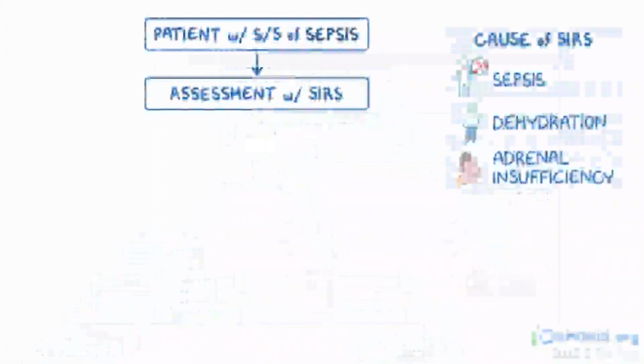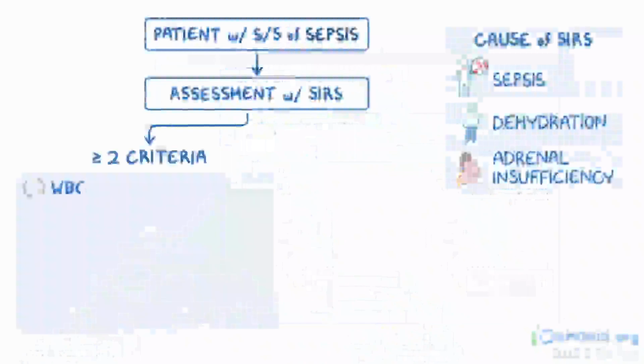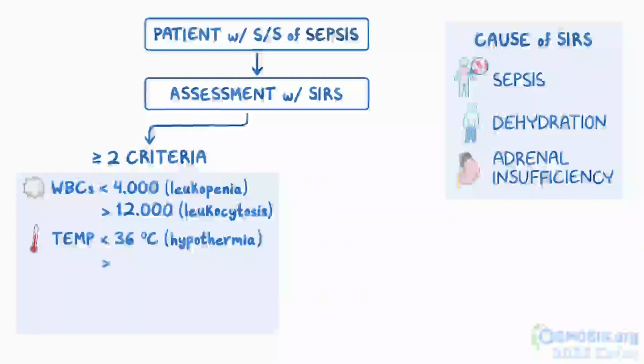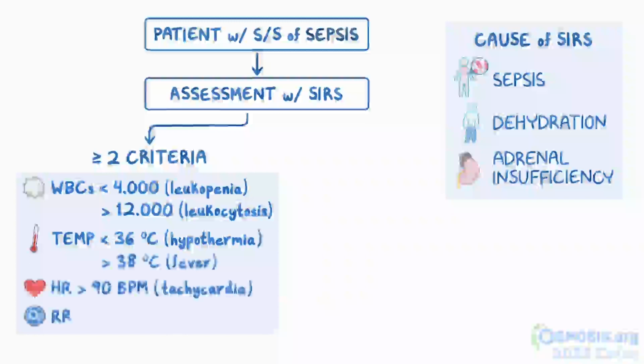To diagnose SIRS, at least 2 criteria must be met. These include WBCs either below 4,000, so leukopenia, or above 12,000, so leukocytosis, as well as a body temperature either below 36 degrees Celsius, so hypothermia, or over 38 degrees Celsius, so fever. Heart rate above 90 beats per minute, so tachycardia, and respiratory rate over 20 breaths per minute, so tachypnea.